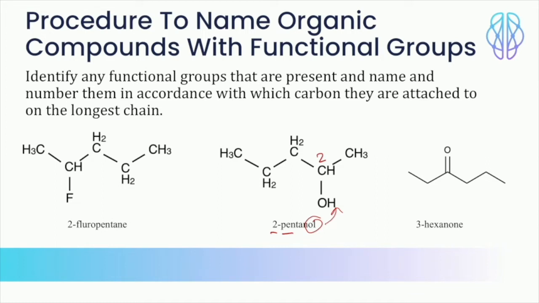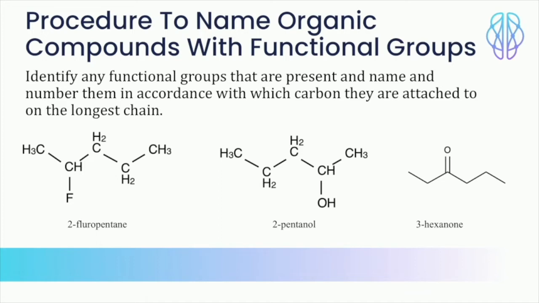The last one. So this one, first things first, I'm looking for the longest carbon chain. So 1, 2, 3, 4, 5, 6. So this is a hex. So now I'm looking for functional groups. So I have a double bond oxygen, not attached to any hydrogens, just carbon chains on either side. This is one carbon chain. This is another carbon chain. So this means that this thing is a ketone.